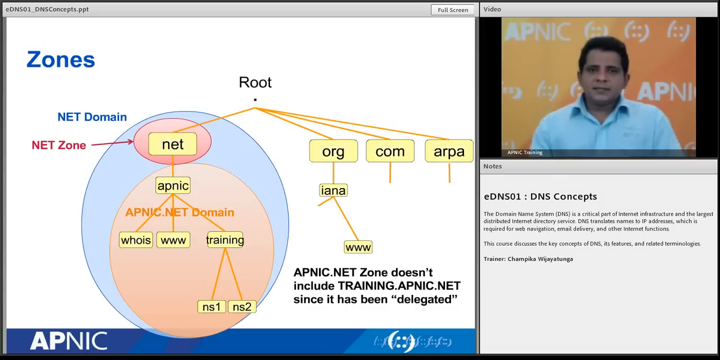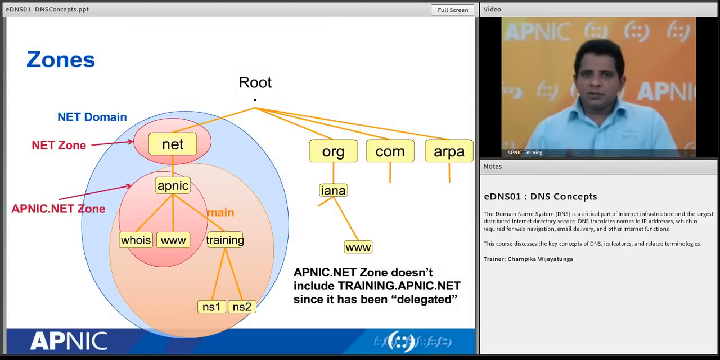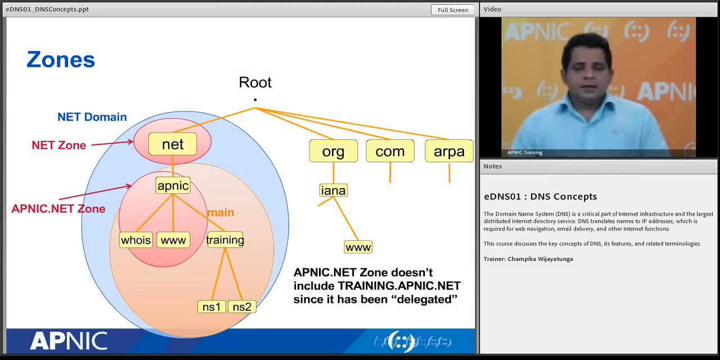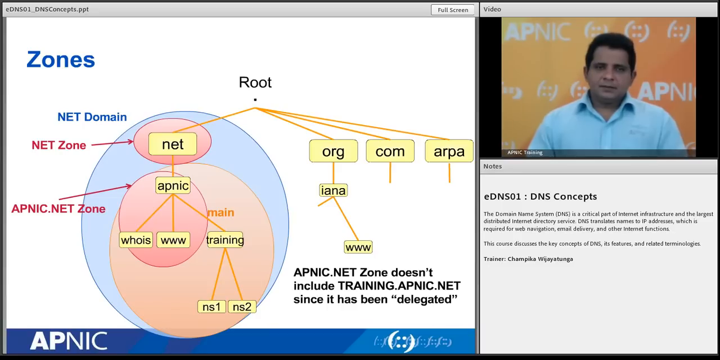Now this is the net domain that we discussed earlier, the blue area. And then similarly, this is the apnic.net domain, which is a subdomain of .net. And the .net zone is going to be that red area, right? So that is the administrative area. That's the area we call the zone, or the net zone. This is a very important concept if we have to understand these terminologies in a correct way.